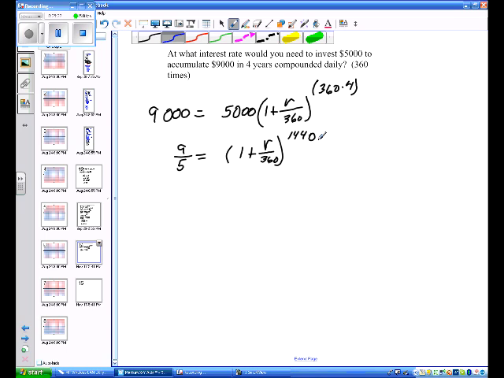Now what we're going to do on this one is, instead of using logarithms, we're going to go back to just some algebra. We don't have to use logarithms because we're not solving for the exponent. If we're not solving for the exponent, then we don't need the logarithms. We're solving for a variable inside. So what we would like to do is to get rid of these parentheses. The only way we can do that is to get rid of our exponent. So what we're going to do is take the 1440 root of both sides.